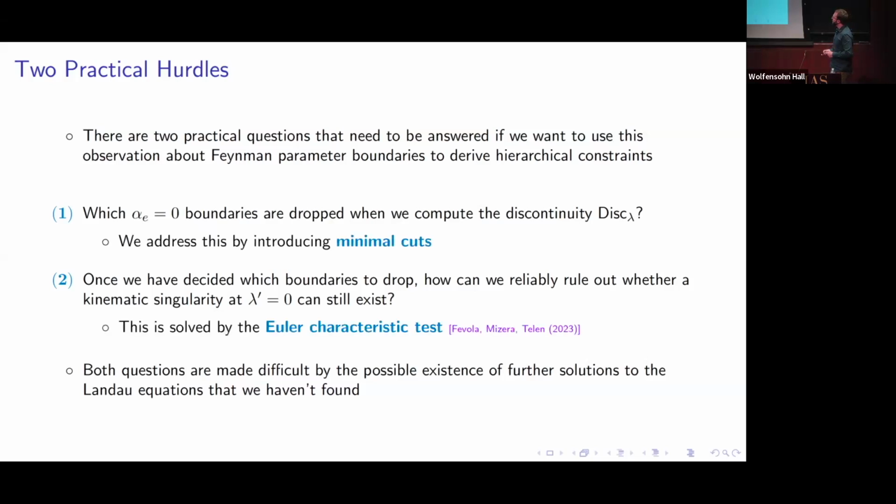OK, so I'm going to spend the next few slides telling you how we address both of these difficulties. The first question we'll address by introducing what I'll call minimal cuts. And the second question will be solved by something we'll call the Euler characteristic test, which was due to these authors. I'll actually talk about the second one first.